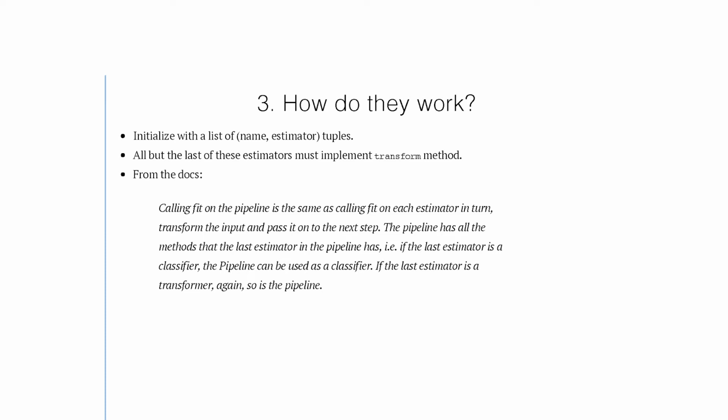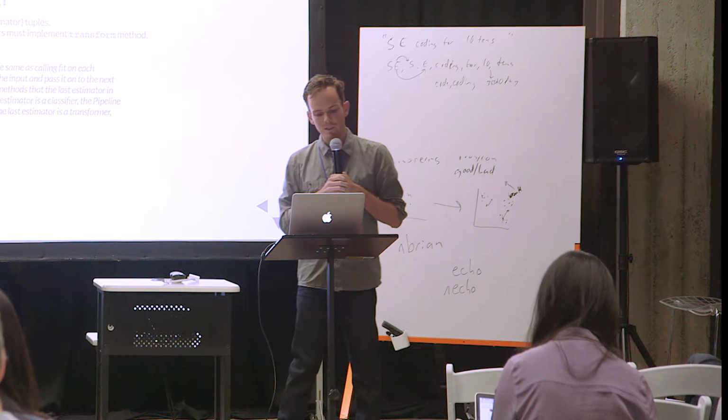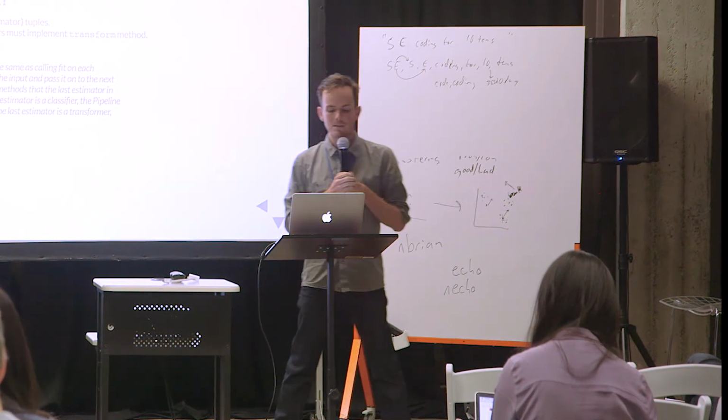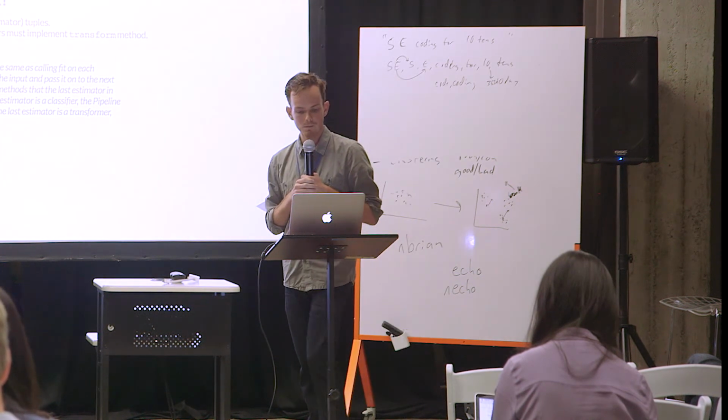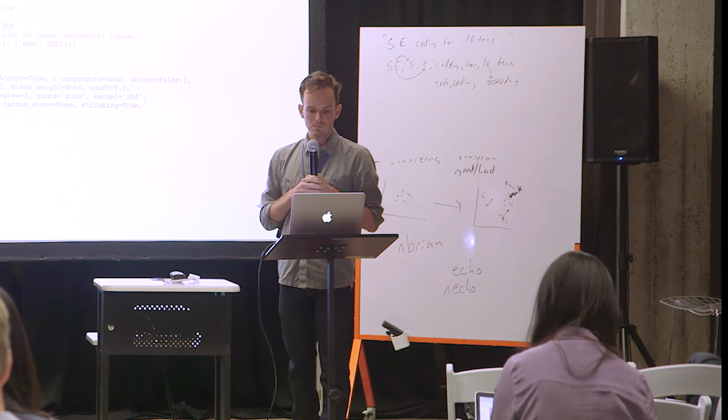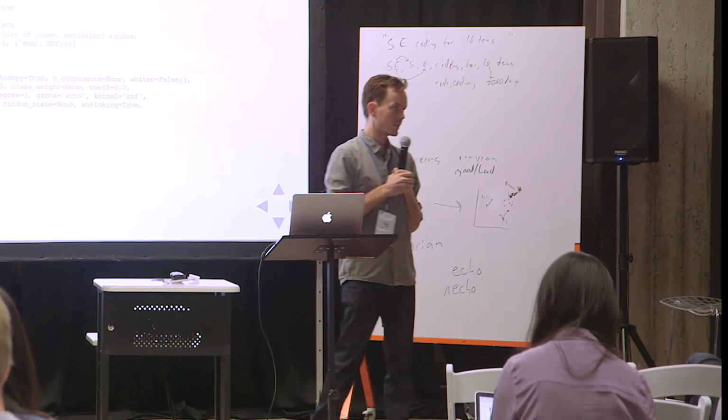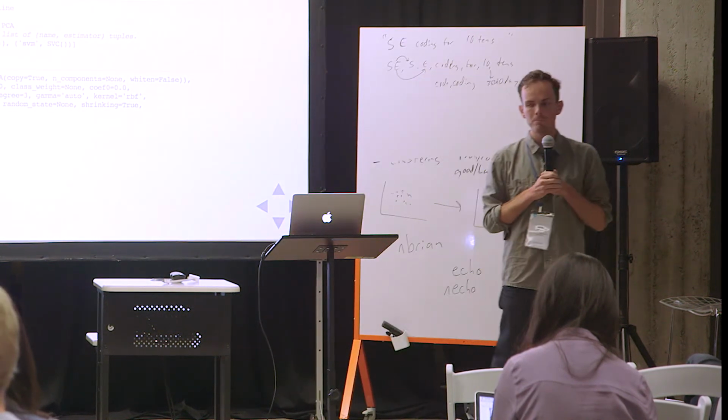And I mentioned that the pipeline has all the behavior that the last estimator in the pipeline has. So if it's a classifier or a regression model, then it can do all of those tasks. It doesn't have to be the case that the last step has a predict method, but in practice, it usually does. Okay, so here's how it actually works in code.